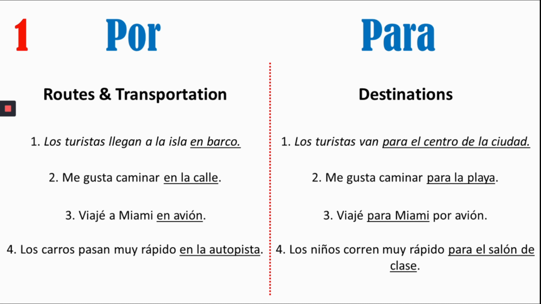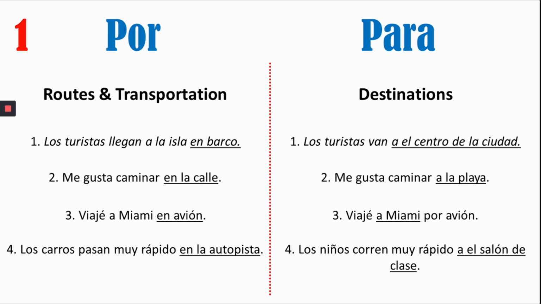And the word para has something particular too, because when we use the word para, we can also use the word a instead of para. Look at number 1. Los turistas van a el centro de la ciudad. Los turistas van para el centro de la ciudad, or los turistas van a el centro de la ciudad. Of course, here you can say al centro de la ciudad, A-L together, al, but I am using a el just to demonstrate that para or a could be used when we are going to introduce the destination.